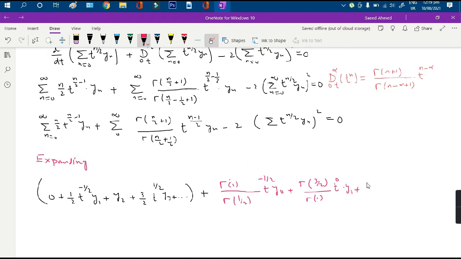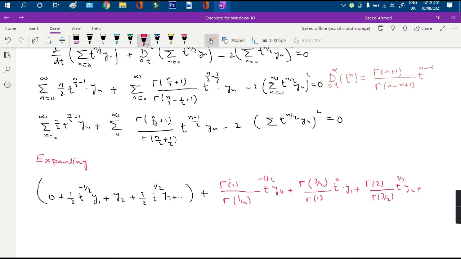Then for n equal to 2, gamma 2 in the numerator, and in the denominator it is 2 over 2 plus 1 over 2, so 1 plus half, so it's gamma 3 by 2, and t to the power 2 minus 1, so it's 1 by 2, into y2. We need one more term.